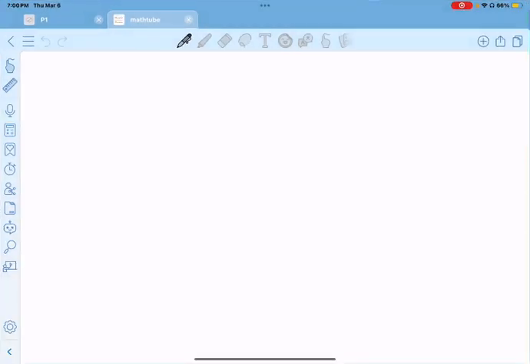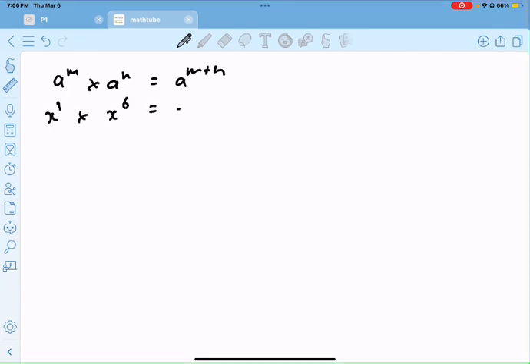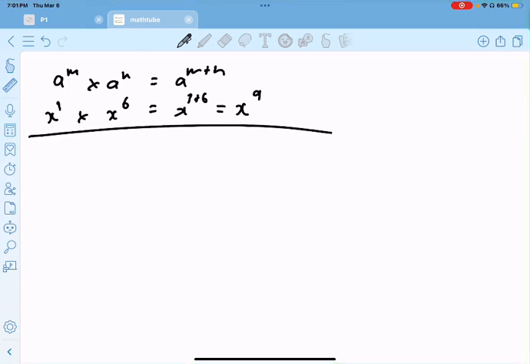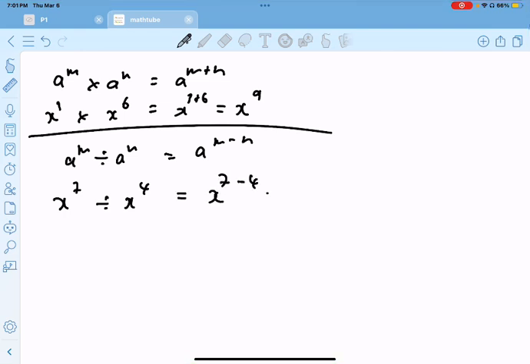Index laws. There are a few laws that we need to know. First, a^m times a^n equals a^(m+n). An example: x cubed times x to the power 6 will be x to the power 3 plus 6, which is x to the power 9. Secondly, a^m divided by a^n equals a^(m-n). An example: x to the power 7 divided by x to the power 4 will be x to the power 7 minus 4, which equals x cubed.